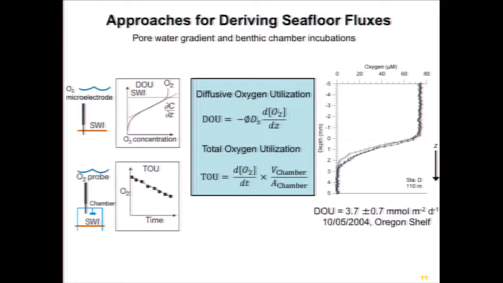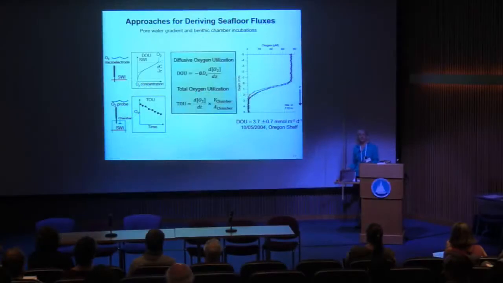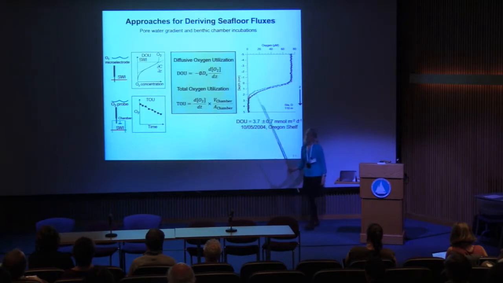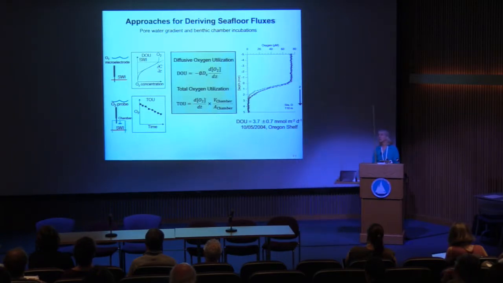The other approach, which can also be done in situ, is to put a benthic chamber over the seafloor, enclose an area of the seafloor, incubate it, and observe the uptake of oxygen or the release of CO2 or the release of nutrients. It does not assume that the only transport mechanism is molecular diffusion, so it's termed the total oxygen utilization. And generally we see in the coastal ocean, total oxygen utilization rates do exceed diffusive oxygen utilization rates because of the influence of bioturbation and bioirrigation.